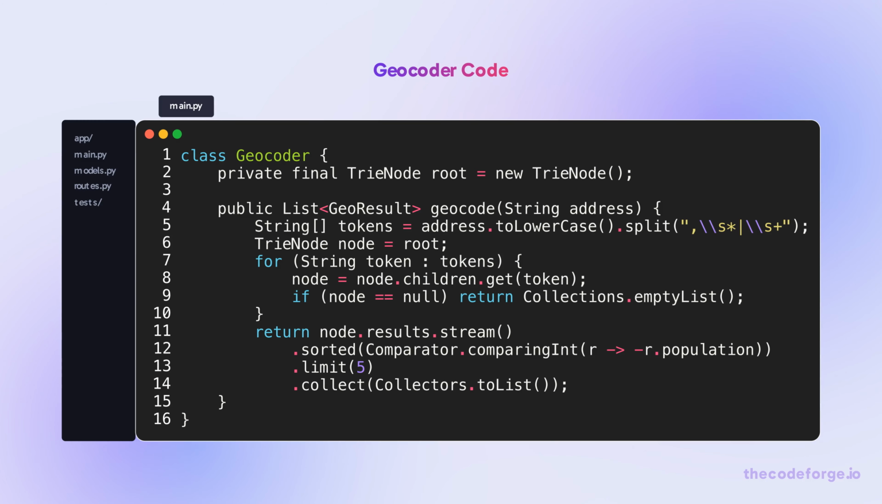This simplified geocoder tokenizes the address and traverses the trie. It returns up to 5 results sorted by population. The real system also uses a geohash prefix from the user's IP to filter results, reducing ambiguity by 90%.